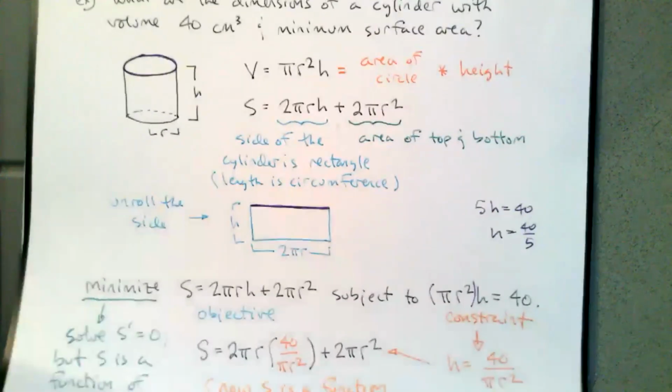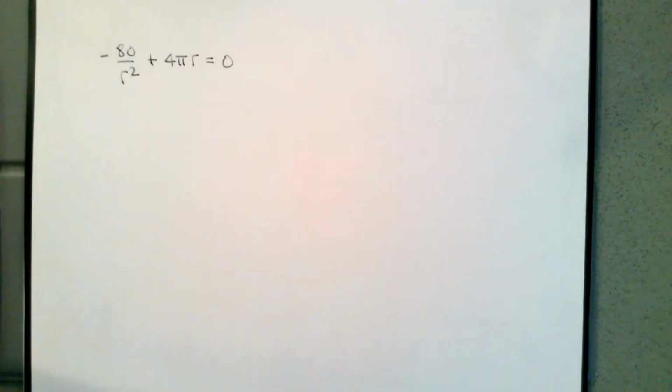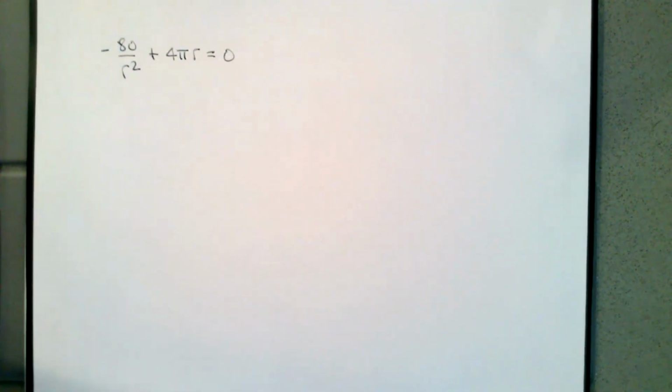So let's take the S prime, set it equal to 0, and solve. So I'll have, let's see, negative 80 over r squared plus 4 pi times r equals 0. So now we're going to solve S prime equals 0.